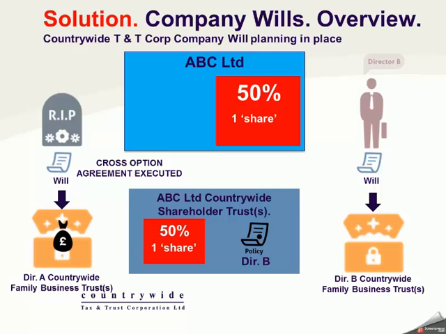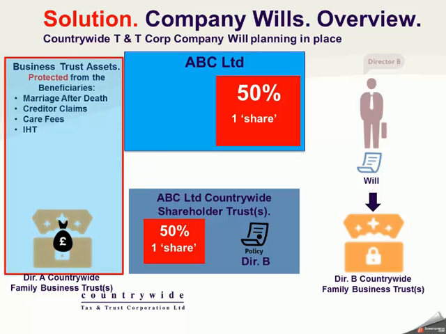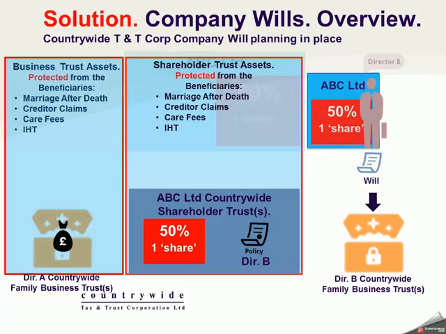And with the cross option being executed, the cash proceeds are now in the family business trust of the deceased, and they are now all protected from the beneficiaries of Director A, their remarriage, their divorces, their creditor claims, their care fees, and indeed their inheritance tax. Meanwhile, the deceased's share of the business is now in the shareholder trust, and as such is not in the estate of Director B, so is protected from his divorce, creditor claims, care fees and inheritance tax as well, and he just has his sole share.